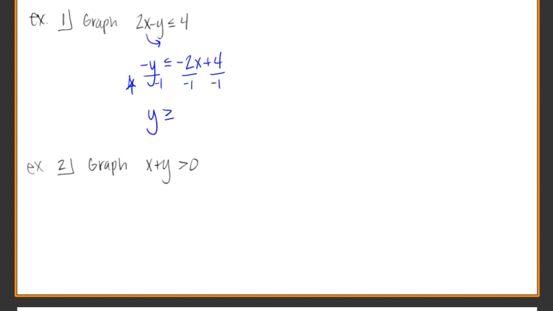So now it goes from less than or equal to, greater than or equal to, and then 2x minus 4. Okay, so this is really the line that we're looking at to graph, because we have a y-intercept and we have a slope and everything's ready to go.